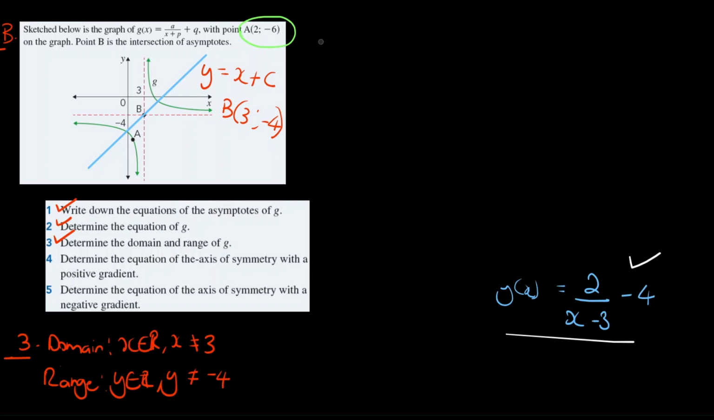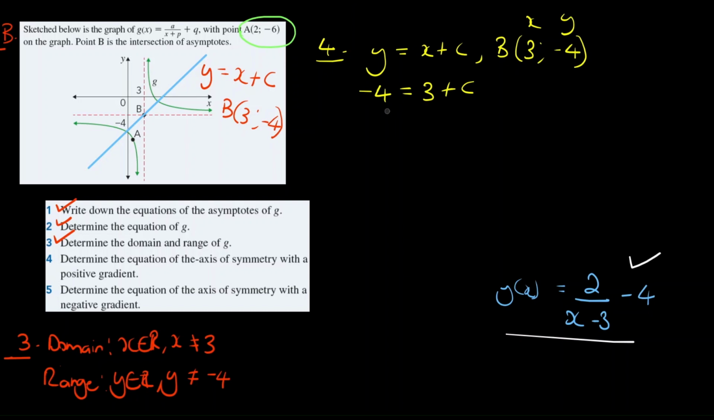So on question number 4, the axis of symmetry with a positive gradient is y equals positive x plus c. We know that it passes through point B, and point B is given by (3; -4). We substitute for y negative 4, and for x we substitute 3, plus c. So we solve for c: negative 4 minus 3 is equal to c. Therefore c will be equal to negative 7, and therefore the equation of the axis of symmetry is y equals x minus 7, and we will get our 4 marks.